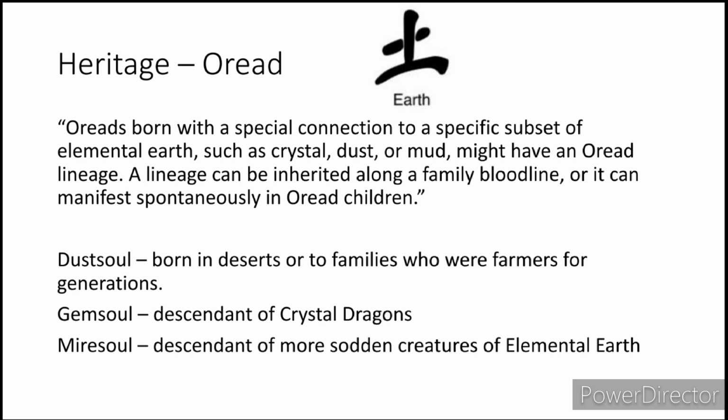Next is the Gem Soul, descendant of crystal dragons, or perhaps an elemental that is primarily made out of gemstones. It's probably up to your dungeon master or to you working with your dungeon master. Next is Mire Soul. Now, it sounds like another one of those Blightburn elementals, but it's just a descendant of more sodden creatures of elemental earth. It seems that the Mire Soul are the more generic Oread.